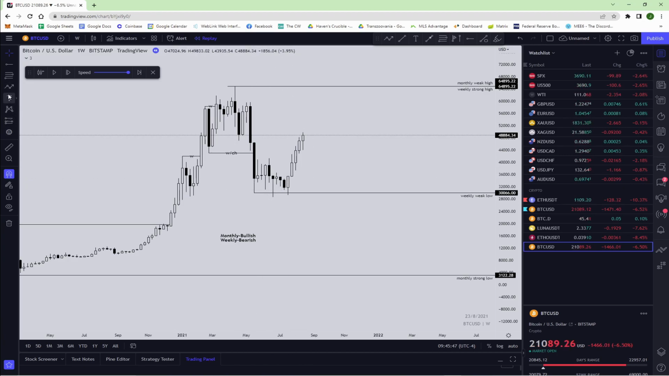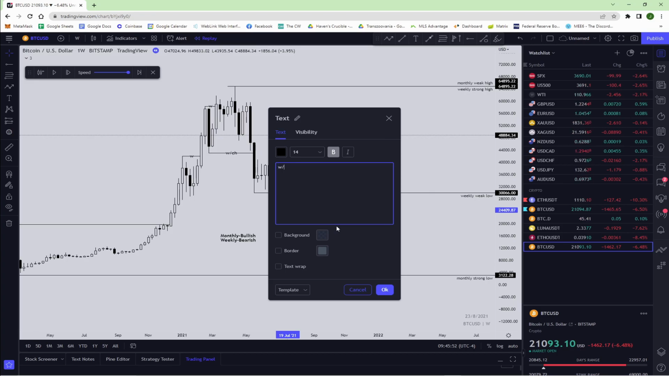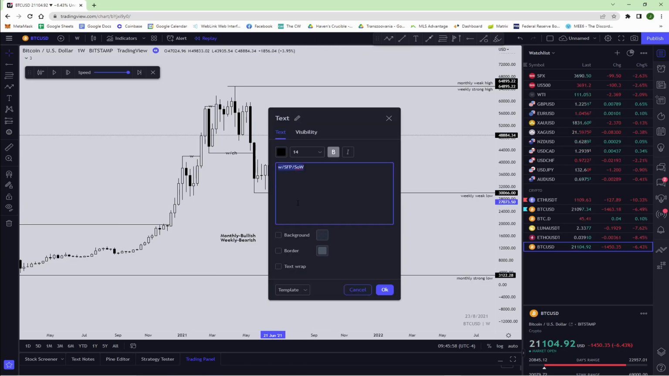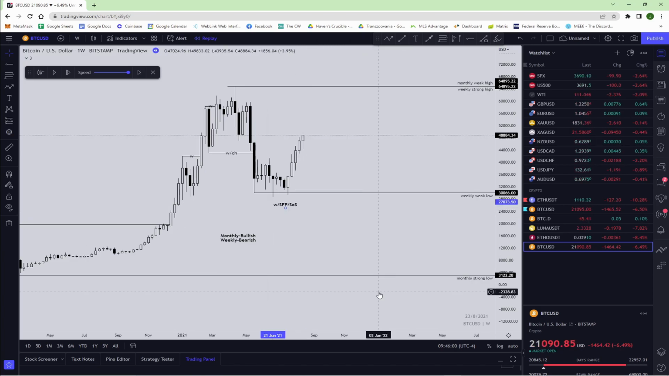Then what do we have here, my friends? We have another swing fail pattern right here. This is a weekly SFP. Actually, this is a sign of strength, sorry. Sign of weakness is when it fails to break the high. A sign of strength is when it fails to break the low, because we're looking for price to now reverse in the other direction. It wicked this weak low, but it did not break it.